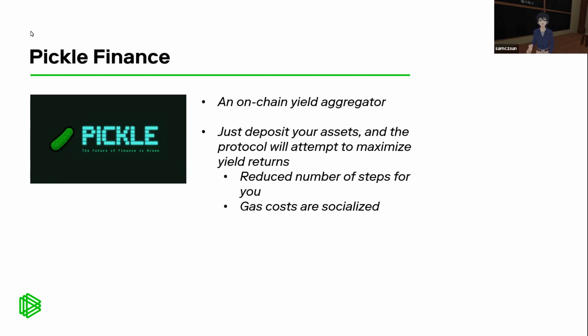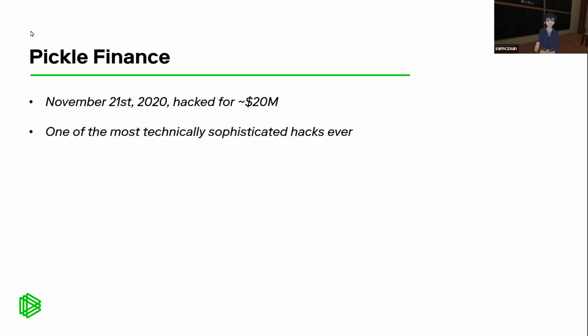This is obviously ideal for you because it reduces the number of steps you need to take, but also it means that you don't have to pay the gas prices yourself. All of the gas costs are socialized. Which makes it very unfortunate that on November 21st, 2020, Pickle Finance was hacked for approximately $20 million US. Now, this hack wasn't notable for the amount, which, while high, wasn't the highest we've seen, but more the attack itself, which is quite possibly the most technically sophisticated hack that DeFi has ever seen.